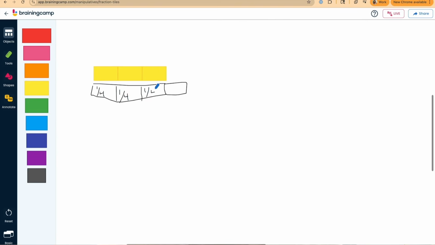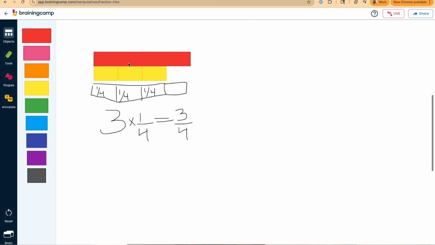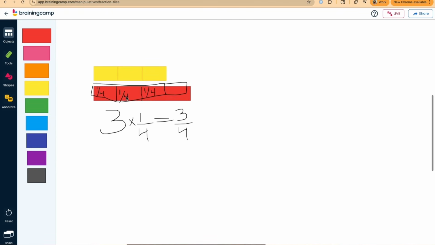Now, to attach the abstract, this is where we want the symbols to come in, and we will have them write 3 times 1/4 equals 3/4. Without the concrete and representational steps here, students might just memorize, hey, all I have to do is multiply the whole number by the numerator. But they won't really understand what that actually means.